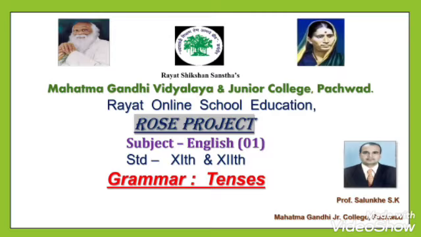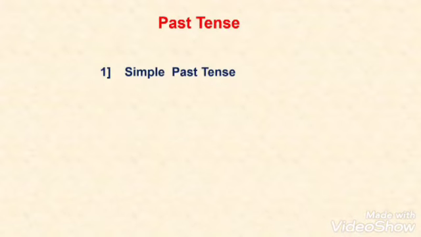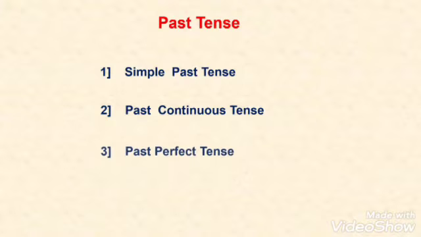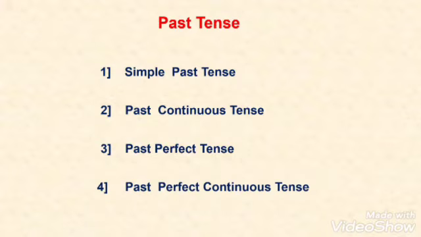In today's video, we are going to discuss the tenses. Today's topic is past tense. So let's begin the past tense. In past tense, we have four types, and from those we have the first one, simple past tense. Second one, we have past continuous tense. Third one, we will study past perfect tense. And in fourth, we are going to discuss the past perfect continuous tense. These four tenses we are going to discuss in today's video. So watch and listen carefully.